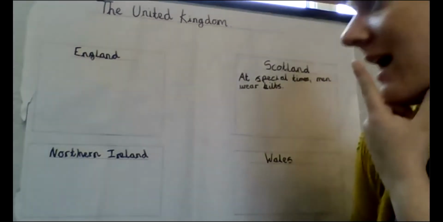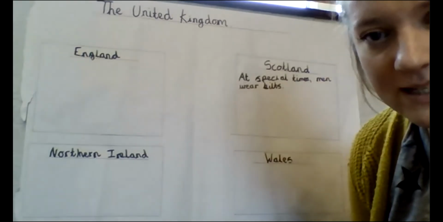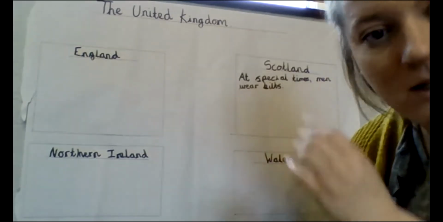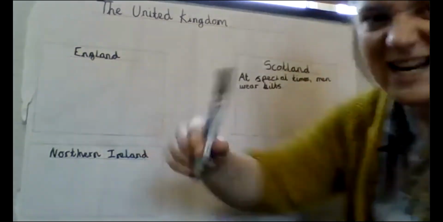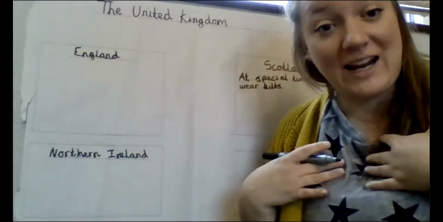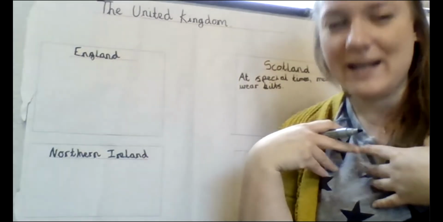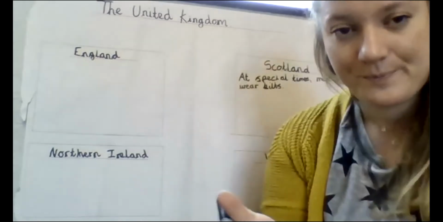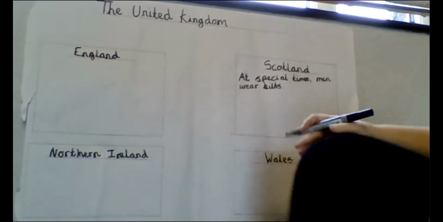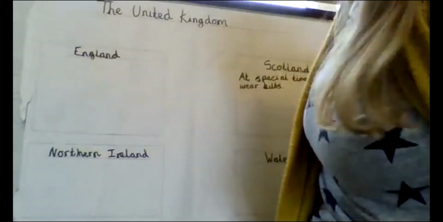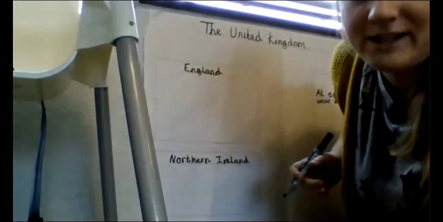Okay, let's have a think. Oh, what is the capital city of England? That's right, it's London. So I could write in here, the capital city of England is called London. Good job. I realised I didn't give you enough time to say the whole sentence the first time.